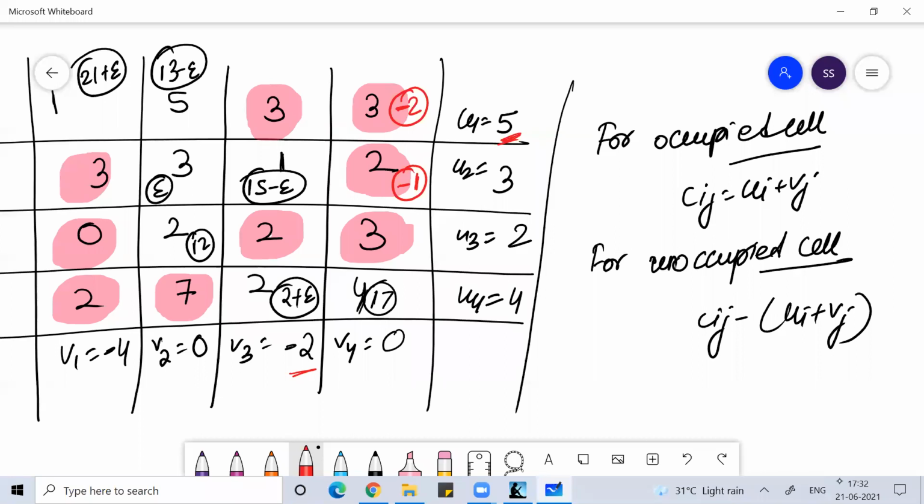So we'll start our looping from here, and from here we'll go to occupied cells only. Looping can only be done on occupied cells. You can see this, I can do it.